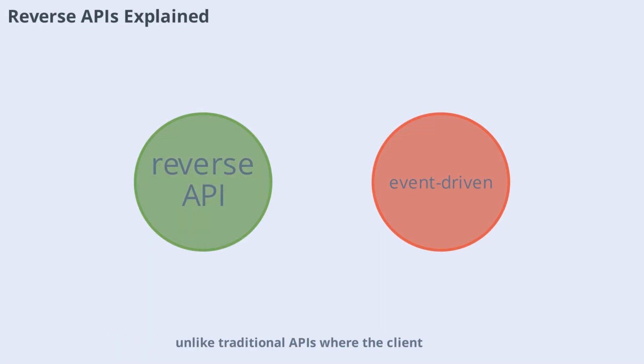Why? Because, unlike traditional APIs where the client repeatedly polls the server for updates, webhooks flip the script. The server proactively sends data to the client as soon as an event happens or processing is complete. This means your application can react instantly to changes, without unnecessary network traffic or delays. It's a more efficient and responsive way to keep systems in sync and automate processes across platforms.